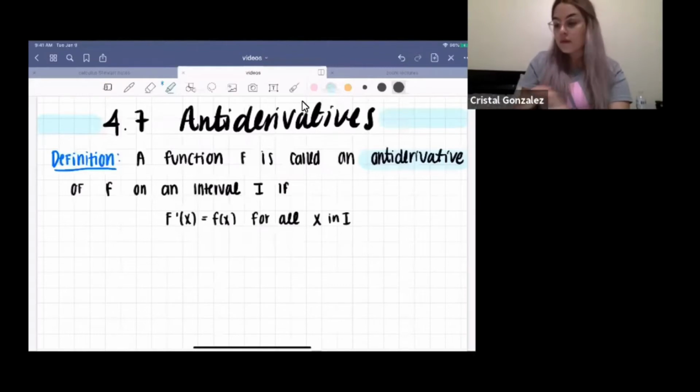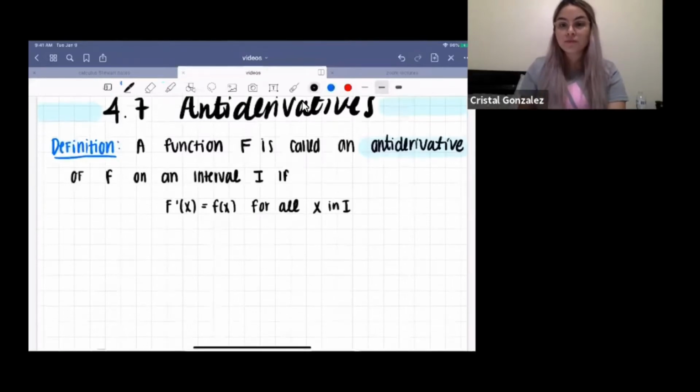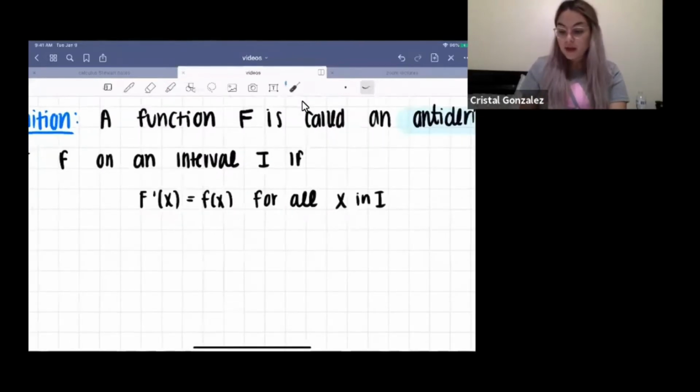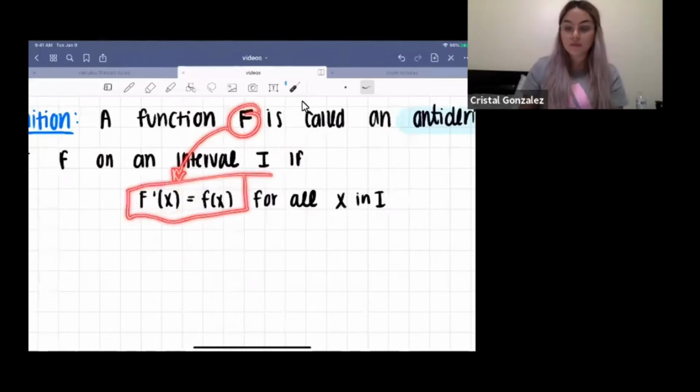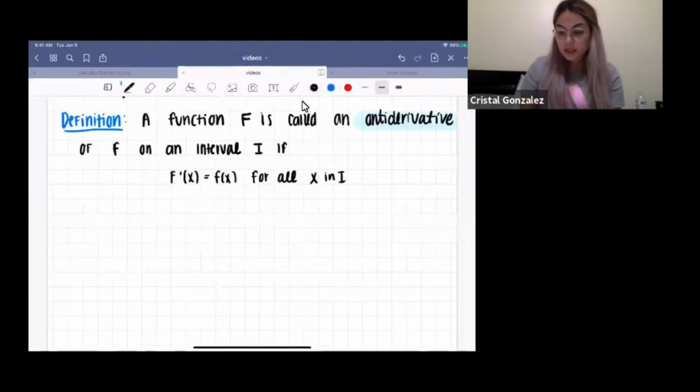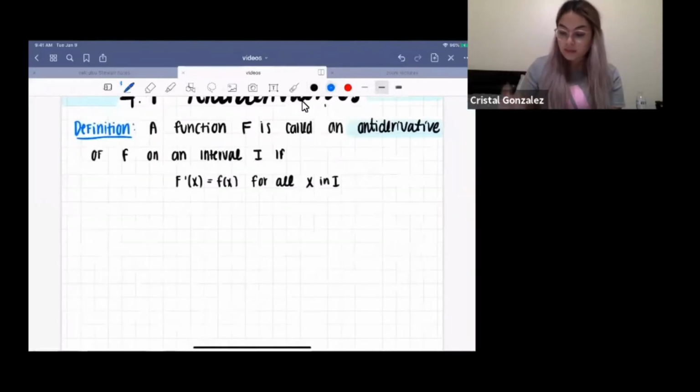So here's a formal definition of an antiderivative. A function capital F is called an antiderivative of f on an interval I if the derivative of capital F, F prime of x, is equal to f of x for all x in I. All that means is that if we have a function, the antiderivative is a function such that if we take its derivative, it will give us exactly that same function. So let me illustrate this with an example so that you guys can see what I'm talking about.